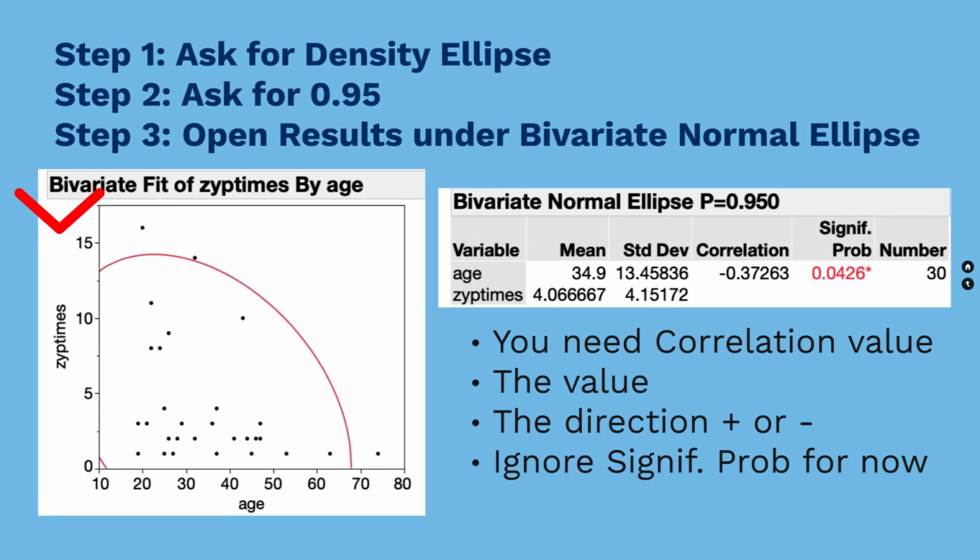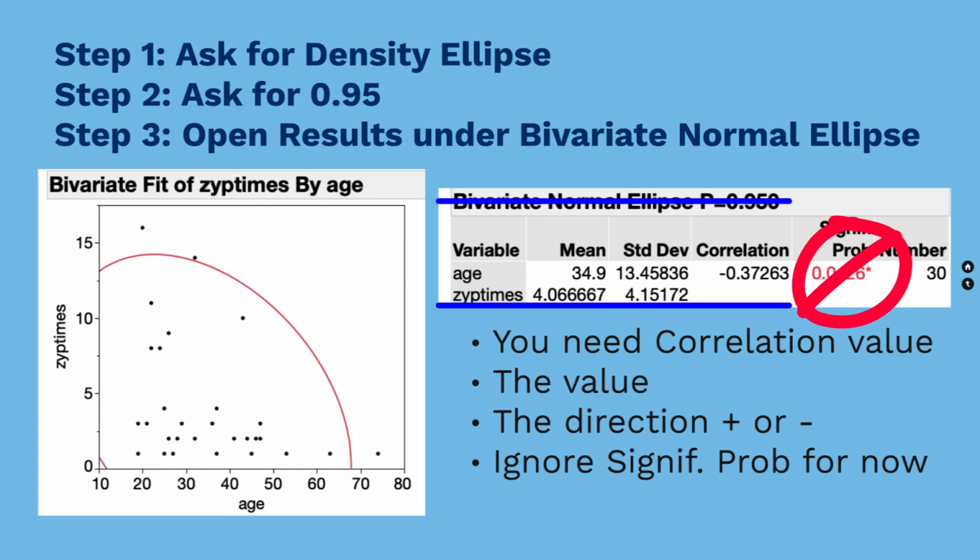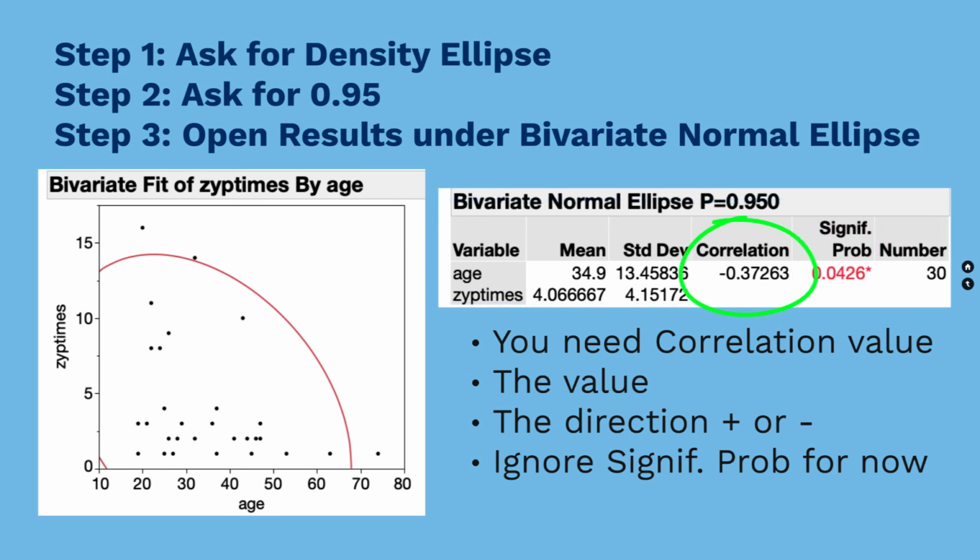So you do that by asking for a density ellipse and asking for the 0.95 or 95% density ellipse. And then you'll use the gray triangle to open the results under bivariate normal ellipse. In this case, you just want to pay attention right now to the information on the left side of the table. You need to report the correlation value. So what is the actual value of correlation to 2 decimal places? Is it positive or negative?